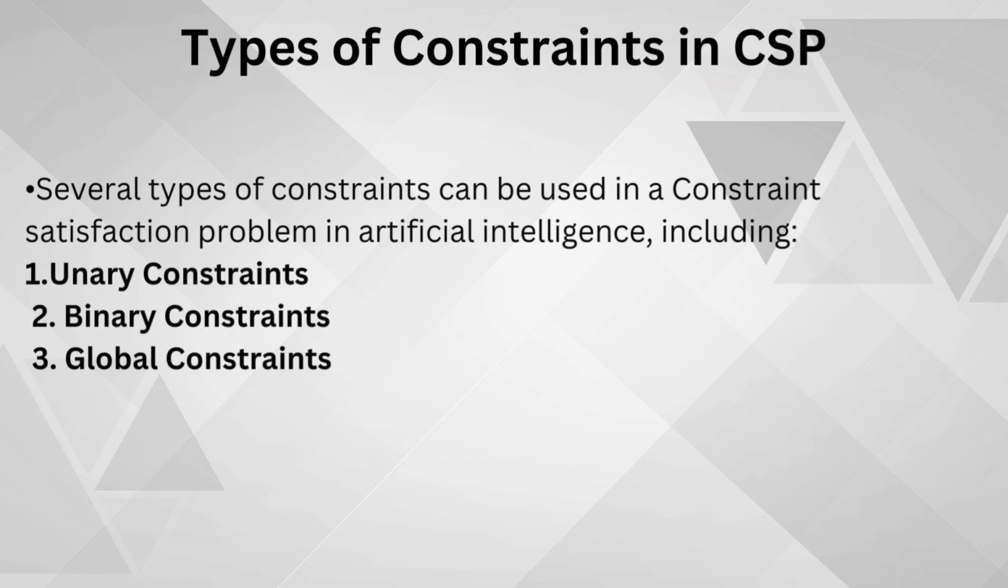Global constraints. Global constraints involve more than two variables and specify complex relationships between them. For example, a constraint that no two tasks can be scheduled at the same time if they require the same resource would be a global constraint.